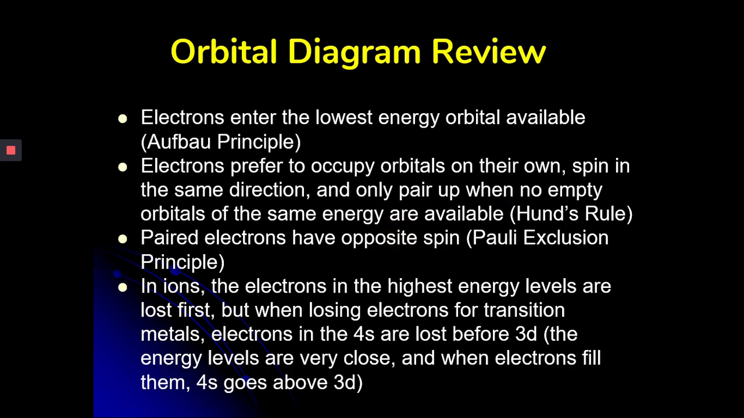So remember, electrons enter the lowest energy levels first. That's Aufbau. They prefer to occupy orbitals on their own, spinning in the same direction, but when you pair them up, they have to be opposite directions. That's Hund's rule and Pauli exclusion principle. Ions, the electrons in the highest energy level are lost first, except for transition metals, which lose the 4s before the 3d.